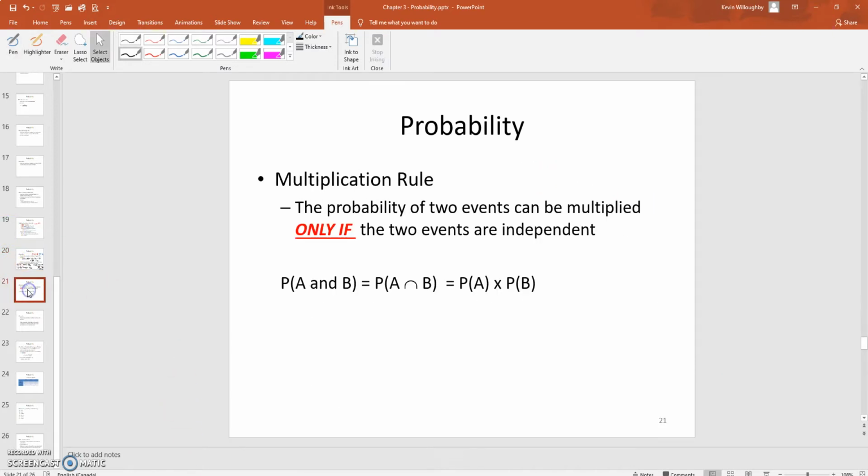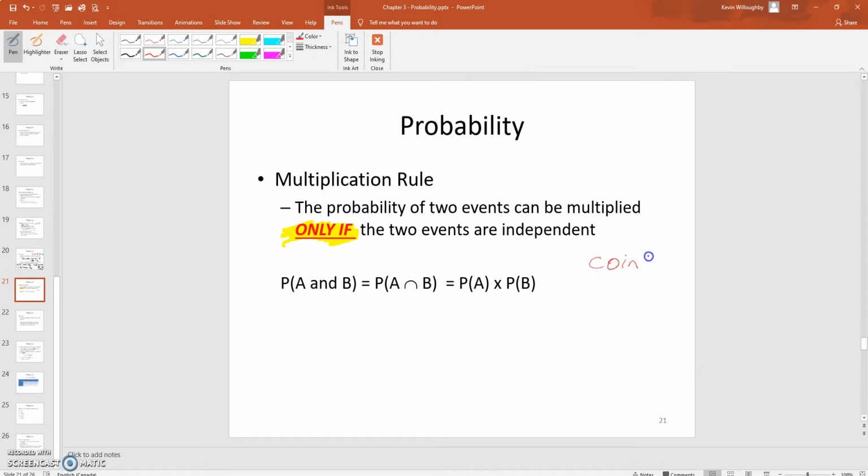Now we can go into another law of probability called the multiplication rule. The probability of 2 events can be multiplied only if the 2 events are independent. Let's make sure we all remember this: only if they're independent. What events are always independent? We talked about this at the beginning of this chapter.